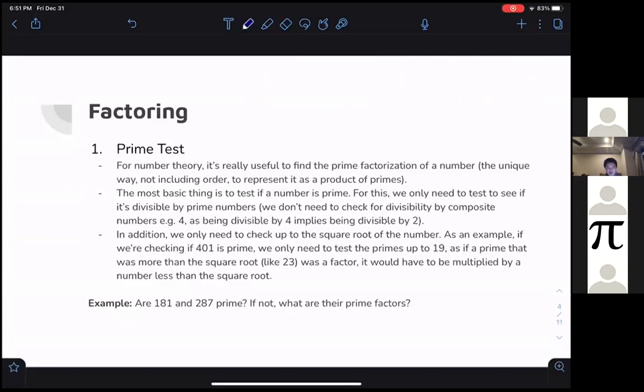So examples: are 181 and 287 prime? If not, what are their prime factors?